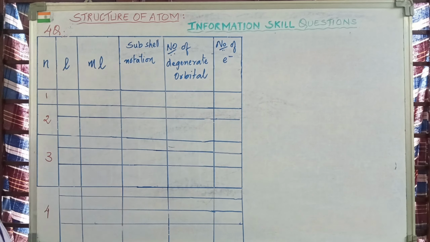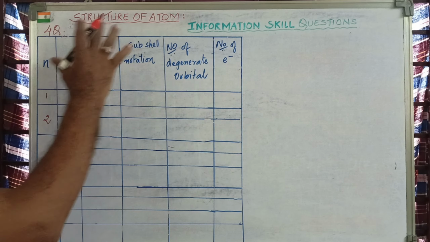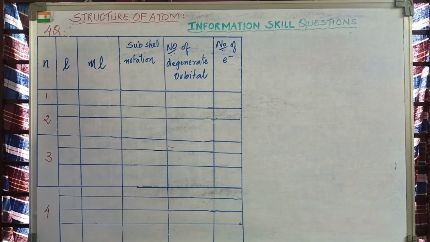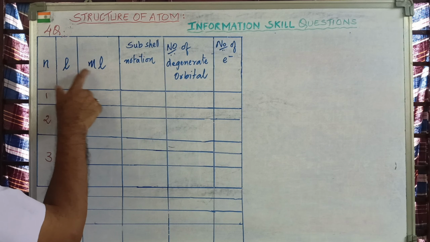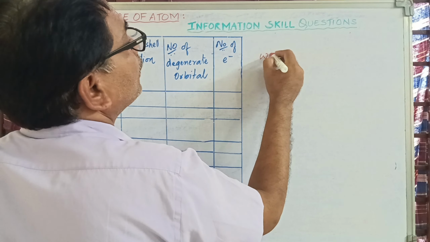Okay, let us see the fourth question, in structure of atom. This is a box given over here, so we have to fill this total box. What are the items to be filled? Subheadings are given. So what we have to do, as I told you already, is work it out.